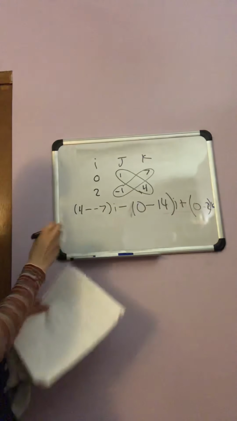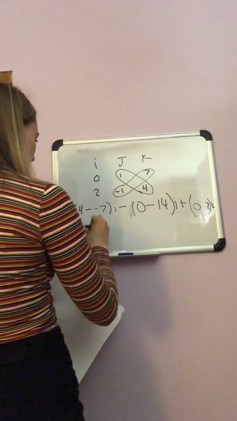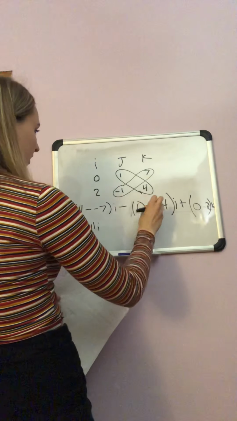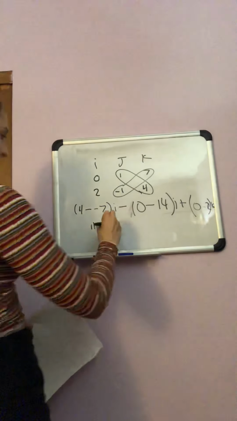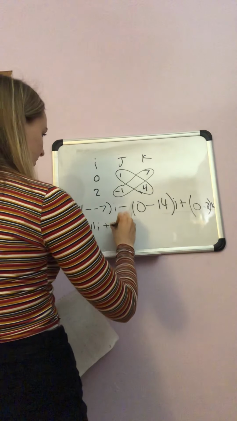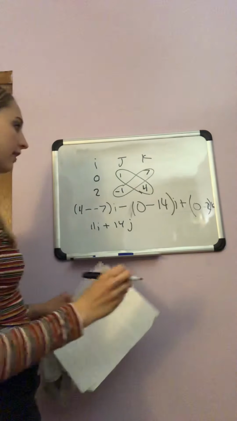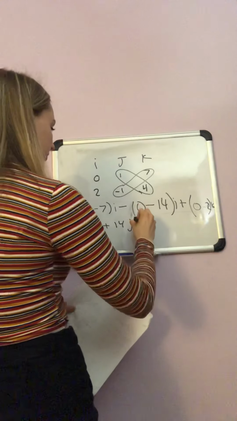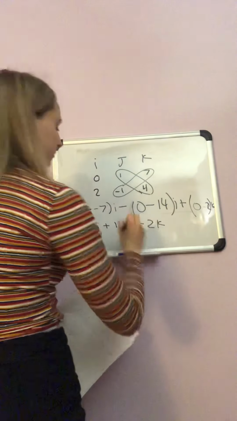So then when that's all said and done, we're going to get 11i, and since this is a negative 14 and this is a negative, it's going to become a positive 14j. And then we're going to add, we're going to subtract negative 2k.